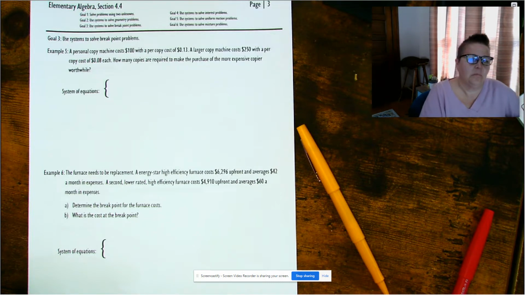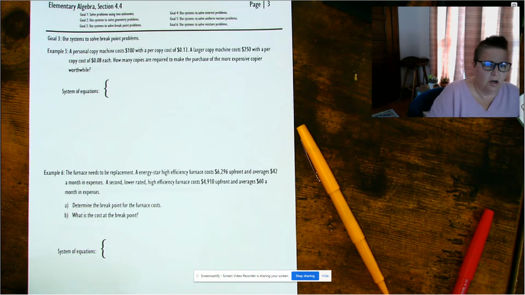Okay? All right. So here we have, this is the same idea, but with a copy machine. So a copy machine costs $100 with a per copy cost. So it's $100 up front and a per copy cost of 13 cents. Okay. How do I write that in?